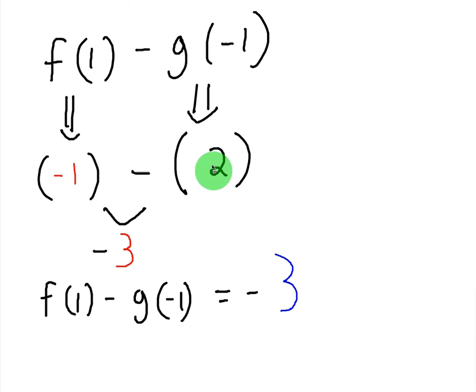So now we have negative 1 minus 2, which equals negative 3. Therefore, f of 1 minus g of negative 1 is equal to negative 3. So always reference the chart when you're asking function operation questions that are numeric in nature.